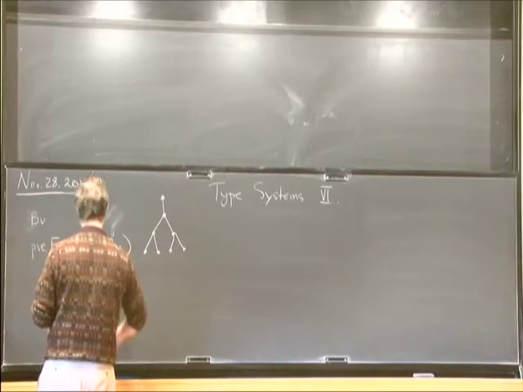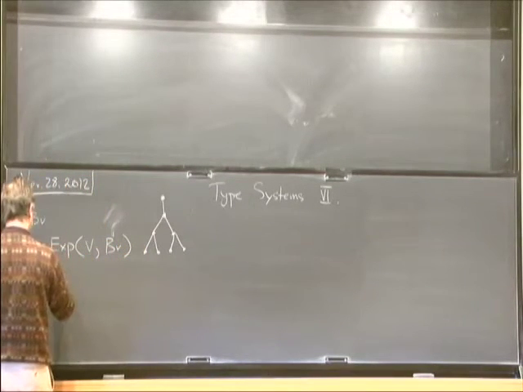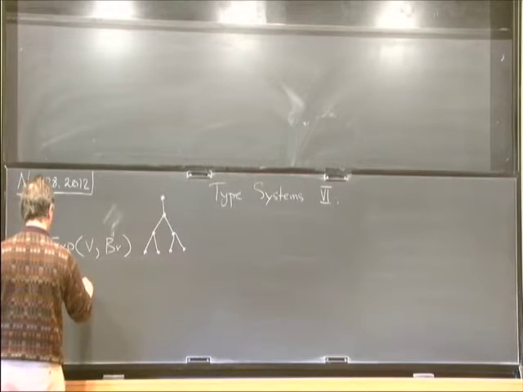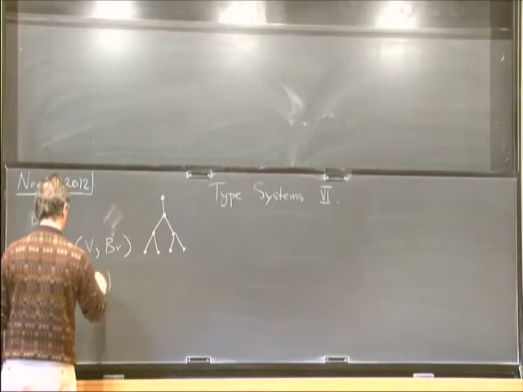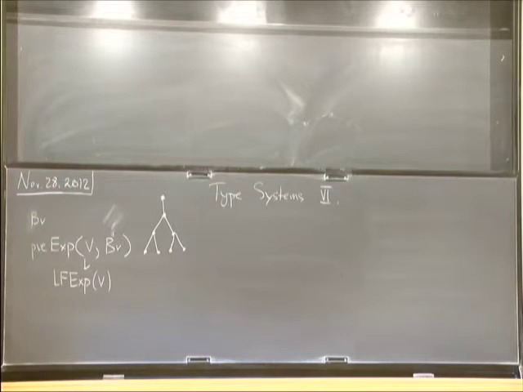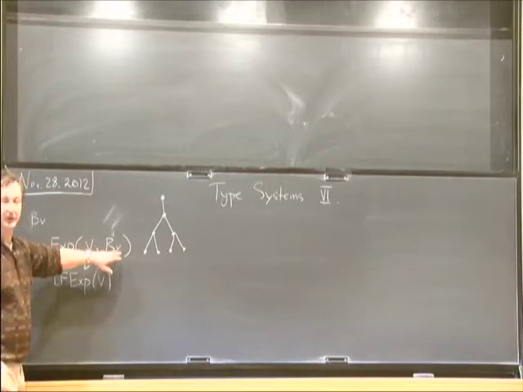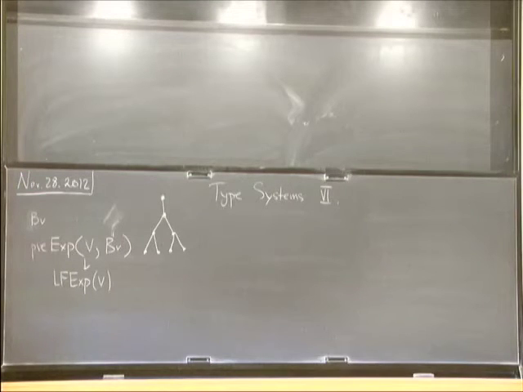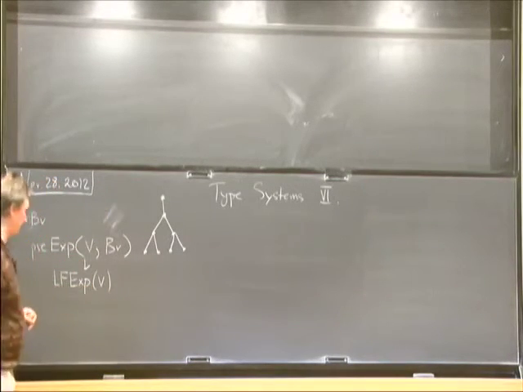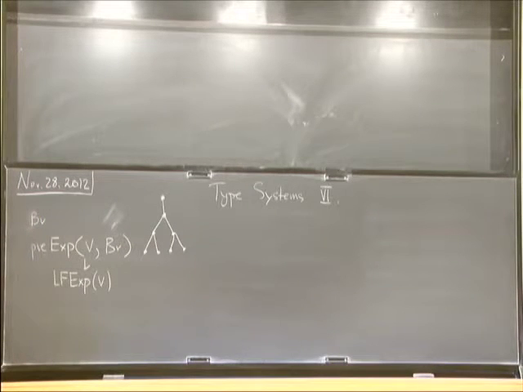So these are pre-expressions, and then expressions, LF expressions, is the quotient of this thing, which is, up to a canonical isomorphism, independent of the choice of this set. So one can choose the set in whatever way one likes, and then the result will be the same.